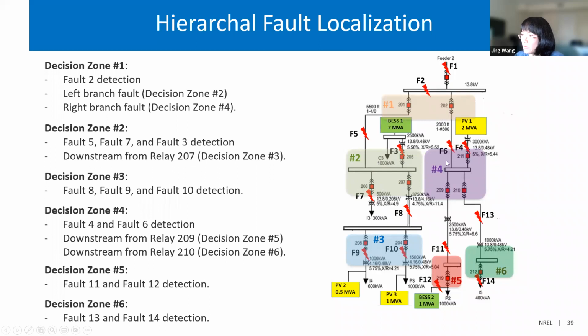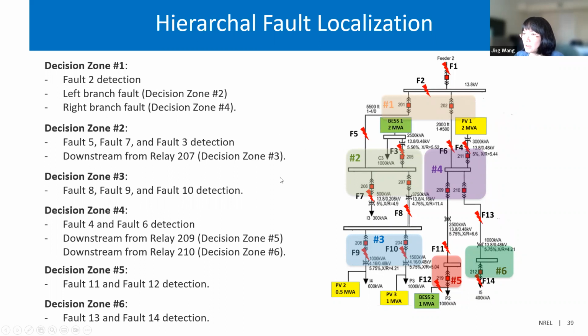If the fault happens in the right branch, we think it is the responsibility of decision zone 4, so it will not do anything. And so on and so forth. It will have a chain reaction: if it's its own responsibility, then it will respond. Otherwise, it will check and then go to the next one. So that's how they communicate and share the information to avoid wrong tripping.